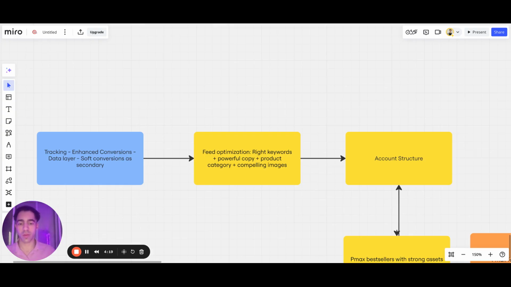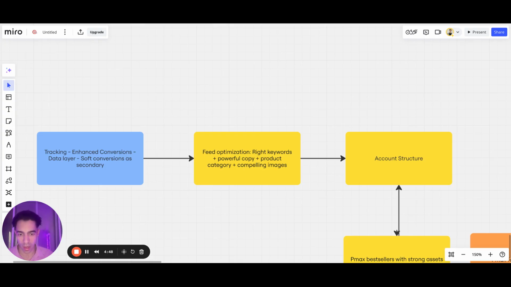Second thing is feed optimization. You need to understand that when it comes to Google Ads, the money lies within the shopping feed, whether that's shopping or PMax, right? And how do you optimize your shopping feed? You look at, number one, the right keywords, right? Having those in your title in the right way with compelling copy that shows how your product stands out from your competitors. That's absolutely crucial, right?